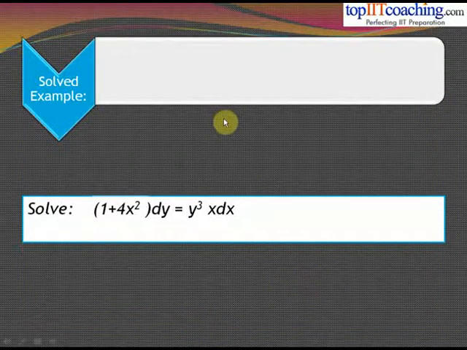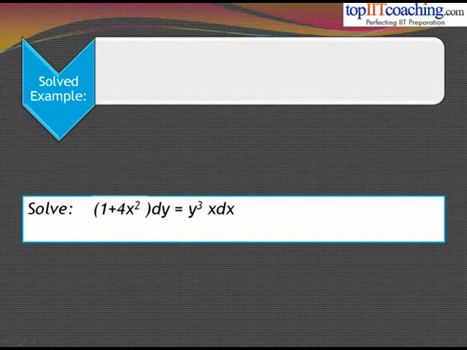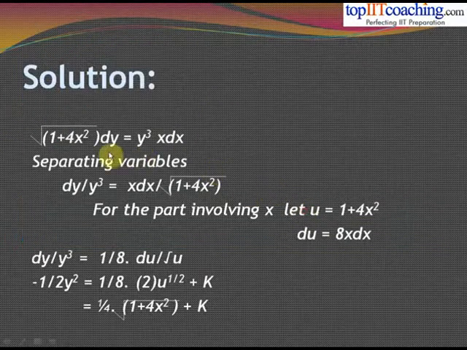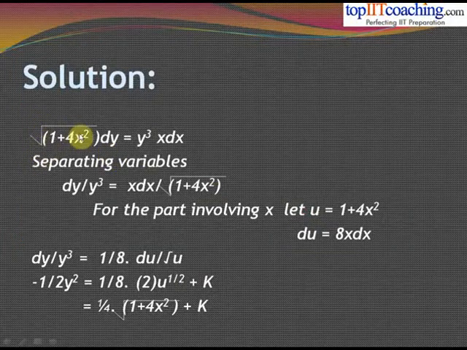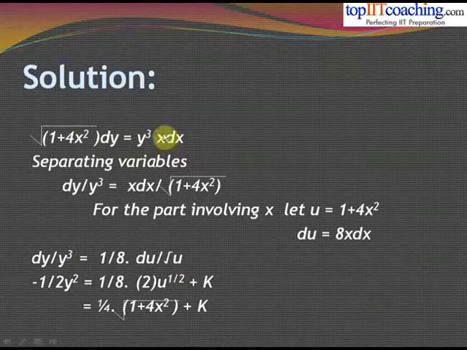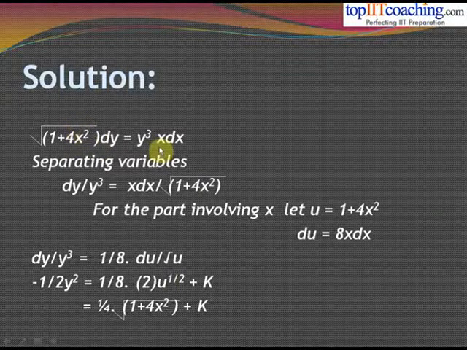Let's try to solve one more example. Solve the differential equation under root of 1 plus 4x square into dy equal to y cube into x dx. So we have to solve this differential equation. We bring y cube to this side of dy and we bring this term comprising of x to this side of dx. Thus dy by y cube is equal to x times dx divided by under root of 1 plus 4x square.